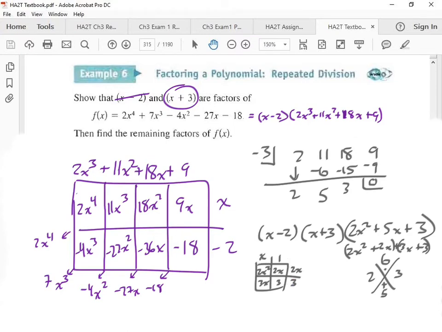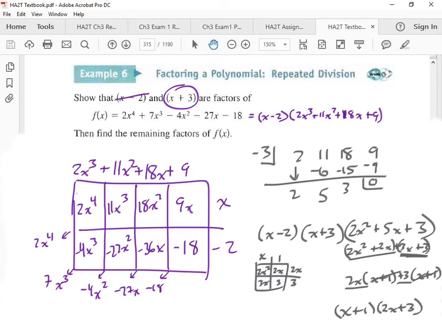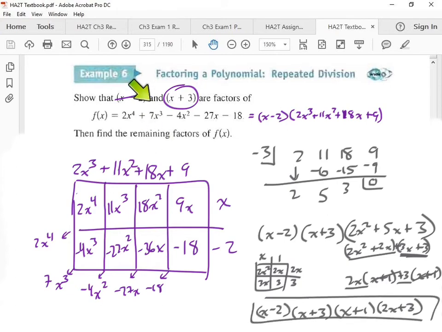Or if you did grouping, then you probably would do something like this. You would take out a 2x from both of those, and then you would get x plus 1. And then what can I take out of both of those? A 3. And so then you get x plus 1, and then you have your 2x plus 3. So you still get the same thing: x plus 1, 2x plus 3. And what are the other two factors we took out? x minus 2 and x plus 3. All right, so now we have it completely factored. Dang, that was a lot of work. This guy is that guy in factored form.